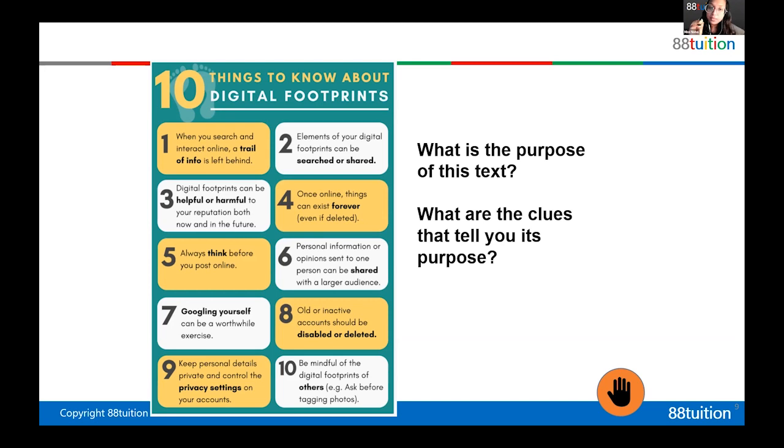Now, who can tell me this example, 1 out of 10, persuade or inform you? Yes, Yun Xuan? Inform. Yes, very good, it is to inform.